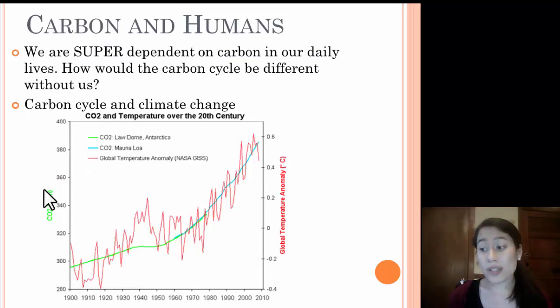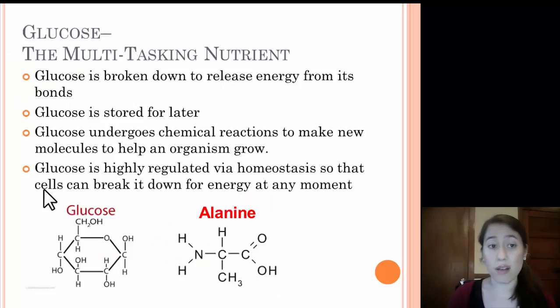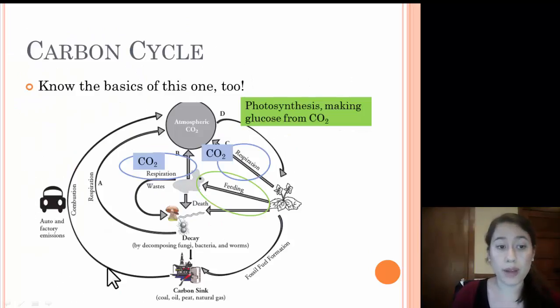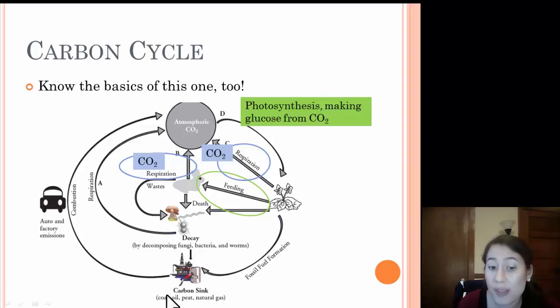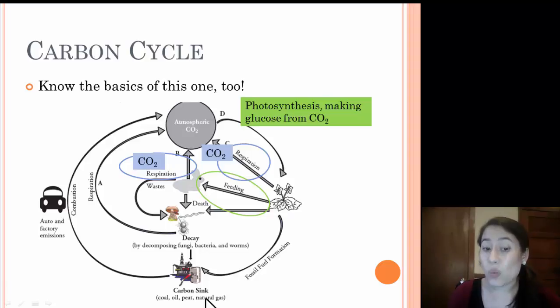All right, I'm now going to switch to a different part of the carbon cycle. I'm going to switch to this human part right over here. The auto and factory emissions, the combustion that does not come from this eating and respiration, but instead comes from all of the stuff that humans do that needs carbon to power it. So here at the bottom of the diagram, it has what we call a carbon sink: coal, oil, peat, and natural gas. Those are all of the things that we use in order to power our cars, in order to power our electricity, which is generated mostly via burning all of these carbon sinks.